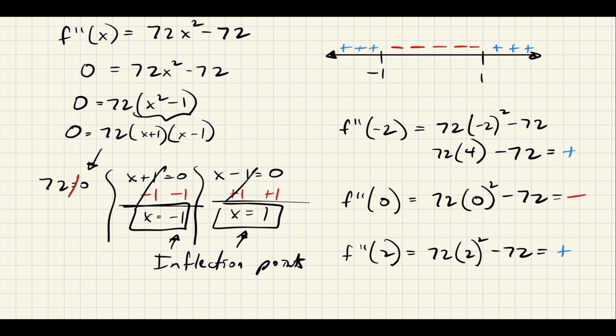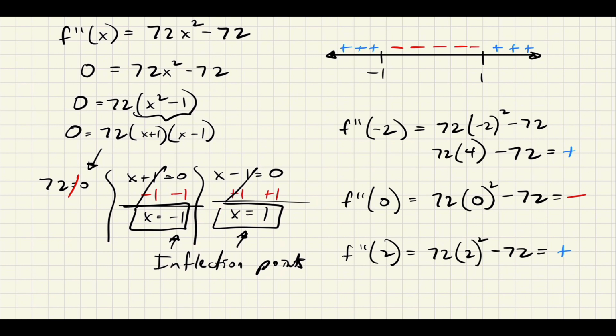So we know it's concave up less than negative 1. So from negative infinity to negative 1, it's concave up. Concave down in between negative 1 and positive 1. And then concave up after 1.